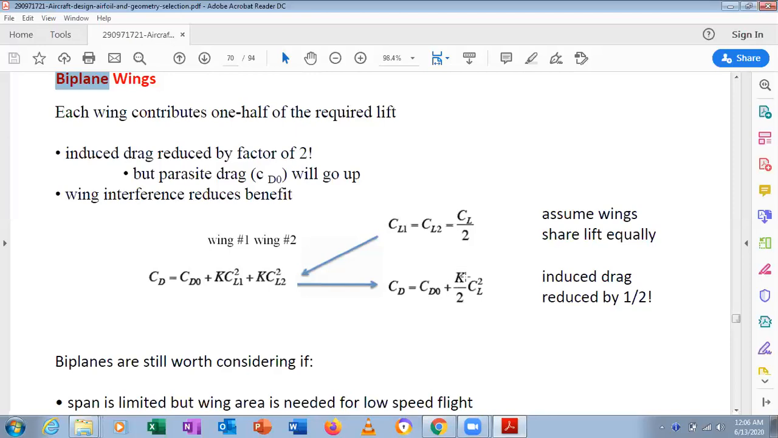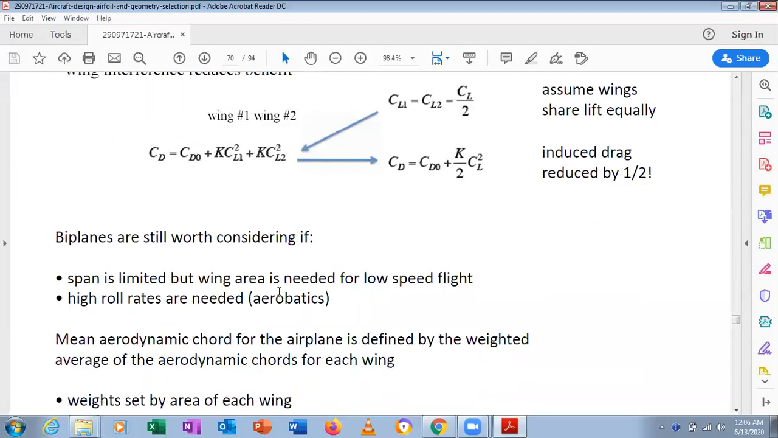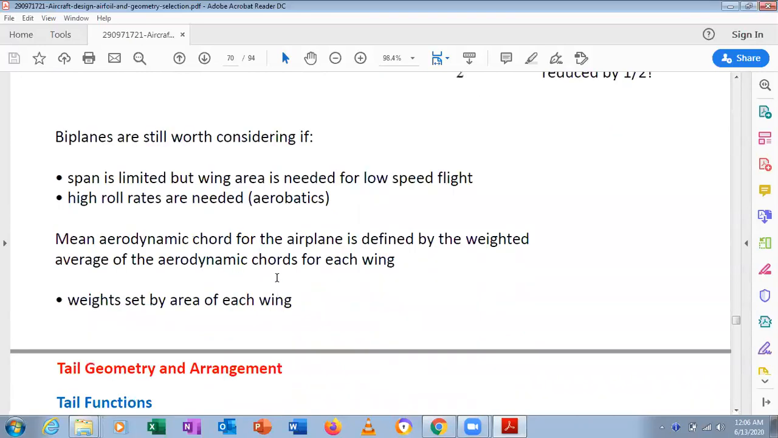We'll speak about Oswald efficiency and other things later. This is K CL1 squared, and K CL2 squared is for wing 2. Okay, so biplanes are still worth considering if span is limited but wing area is needed for low speed flight, high roll rates are needed, and aerobatics.